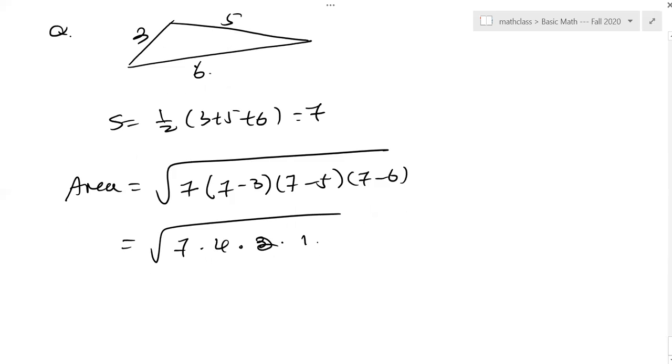And the square root of 4 is 2. 7 times 2 is 14. So this is the answer. It's an irrational number, okay?